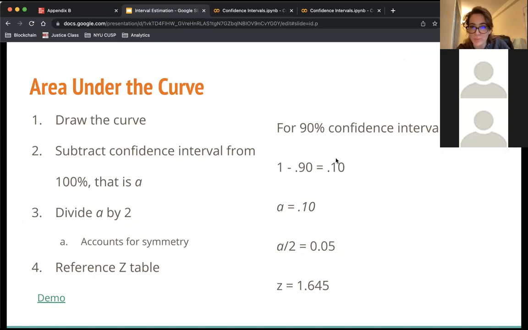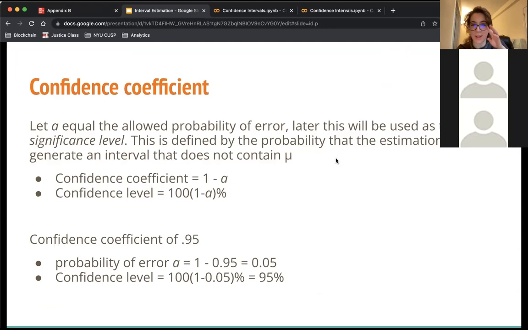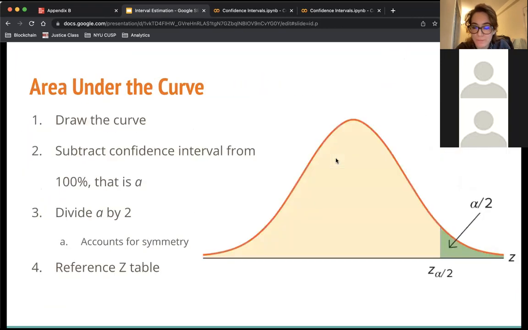Oh, you're subtracting it, the confidence that you want from 100. Exactly. So that's this slide. Okay, yeah, I see that now. And then since you're trying to get the Z, which was the A value, that's why you're dividing by 2 to get it symmetrical. Exactly. Okay.